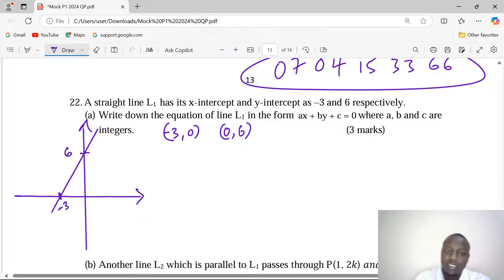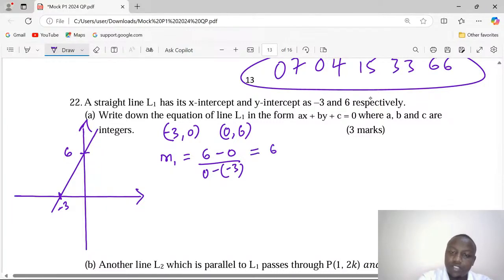With those coordinates, then it means we can get gradients for line 1. Change in y, 6 minus 0, divided by change in x. Change in x shall be 0 minus -3. So this is going to be 6 over +3, giving us 2.